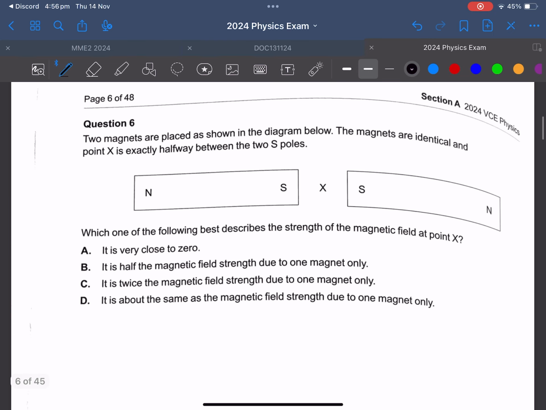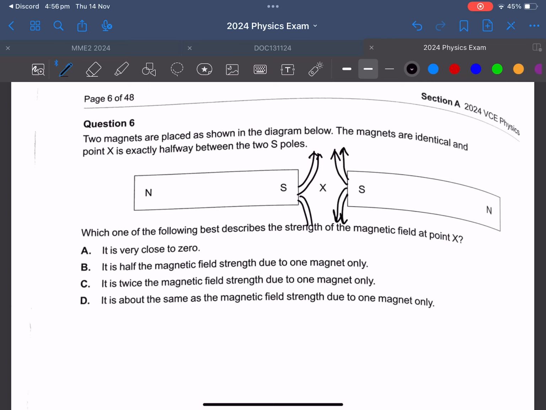Okay, two magnets are placed as shown in the diagram below. The magnets are identical and point X is exactly halfway between two south poles. Which one of the following best describes the strength of the magnetic field at point X? Okay, so it's going to be looking something like this, basically. Like so, and same with this, like that.